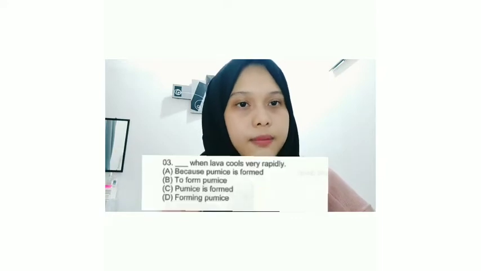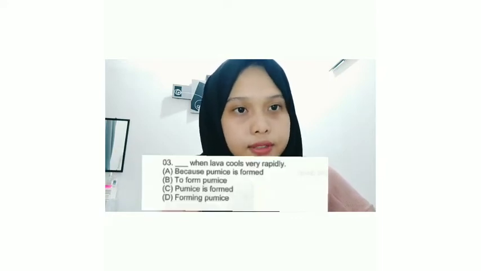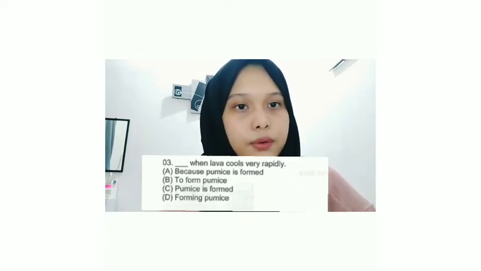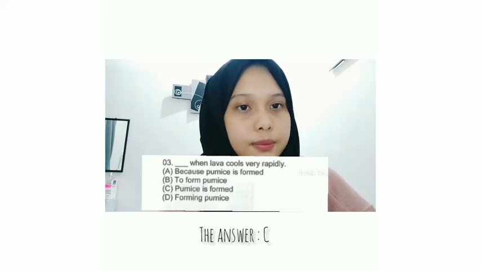Number 3: blank blank blank when lava cools very rapidly. A. Because pumice is formed. B. To form pumice. C. Pumice is formed. D. Forming pumice. The answer is C.